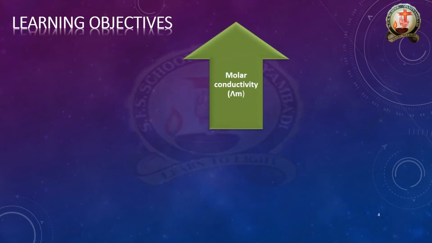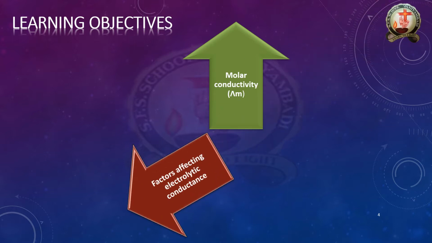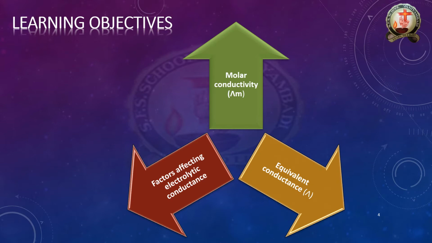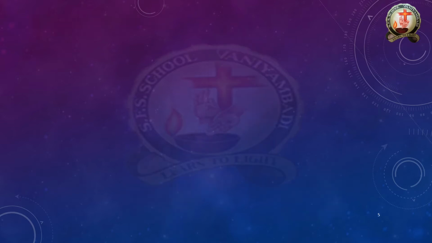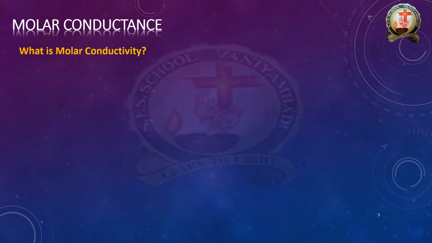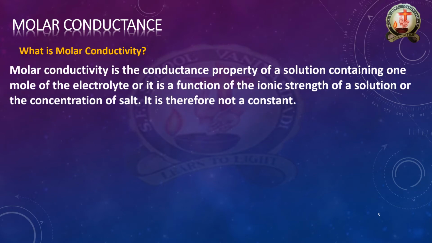Now, today's learning objectives: molar conductivity, then factors affecting electrolytic conductance, then equivalent conductance. These are the three major topics we are going to learn in this video. First one, molar conductivity. What is meant by molar conductivity? Molar conductivity is a conductance property of a solution containing 1 mole of electrolyte, and it is a function of the ionic strength of the solution or the concentration of the salt.